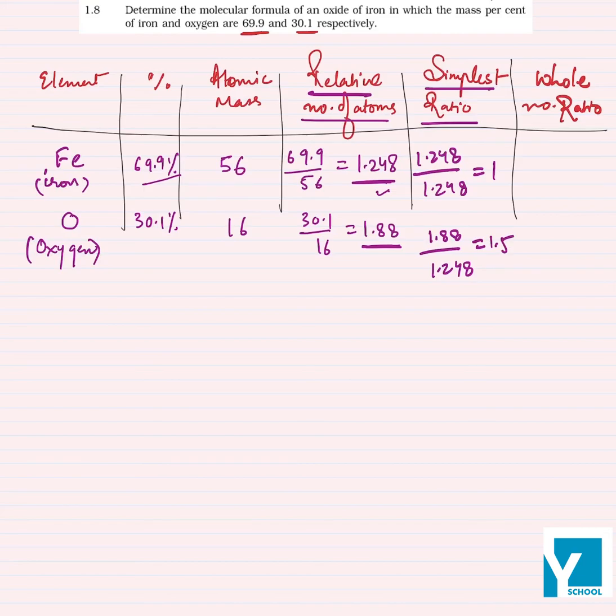So for the whole number ratio, 1 into 2 is going to give you 2, and 1.5 into 2 is going to give you 3. So we got the whole numbers. These are basically the number of atoms present in the oxide of iron. So for iron it is 2, and for oxygen it is 3. So it is basically the empirical formula, you can say. So the formula of the oxide of iron comes out to be Fe2O3.